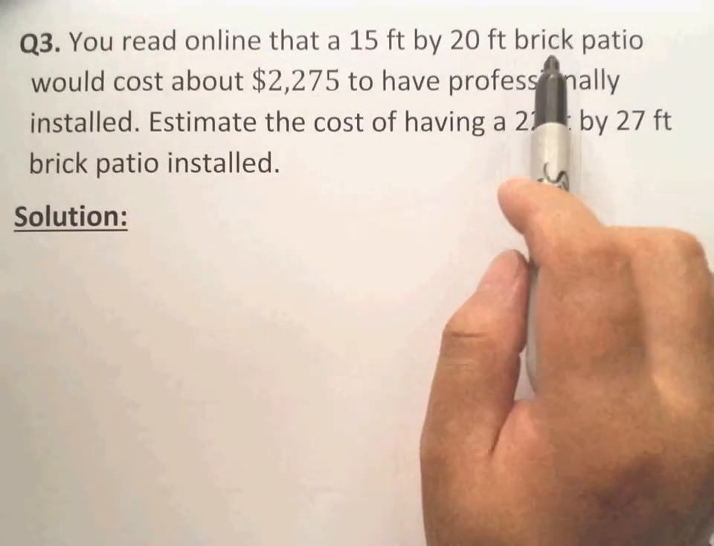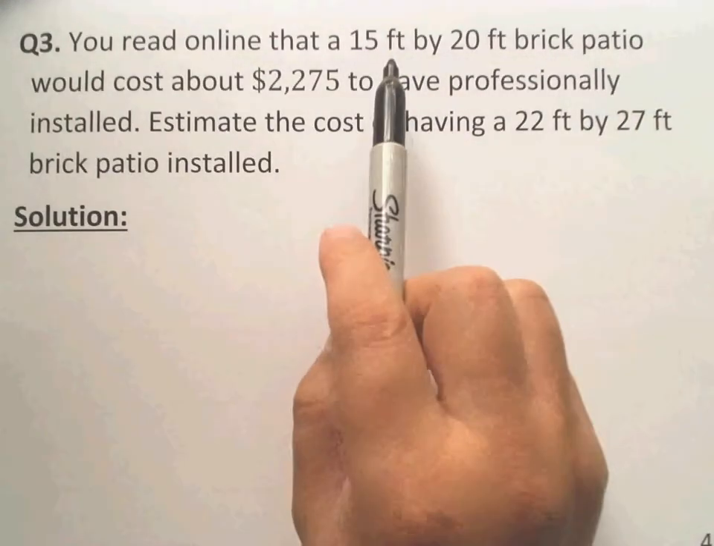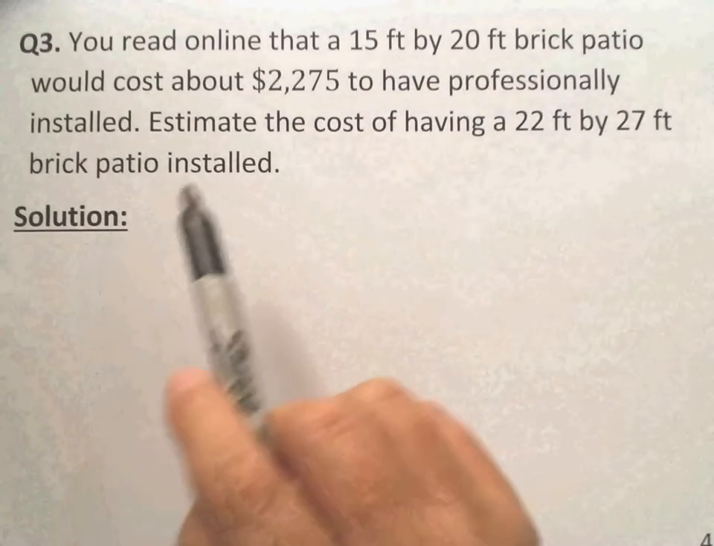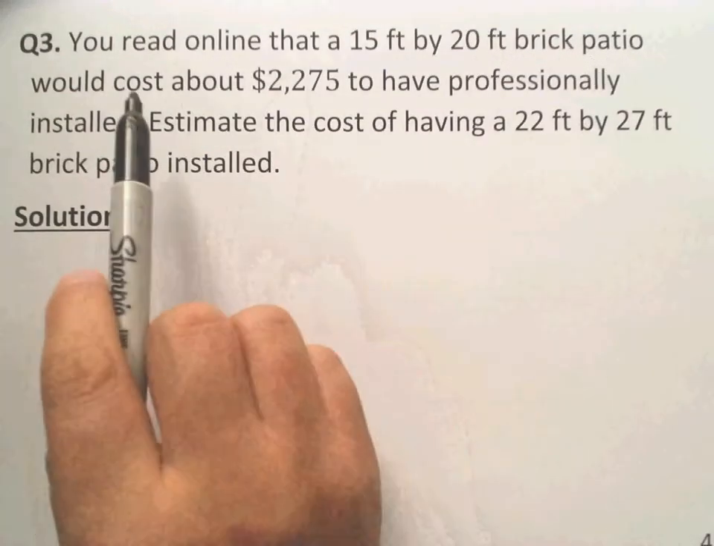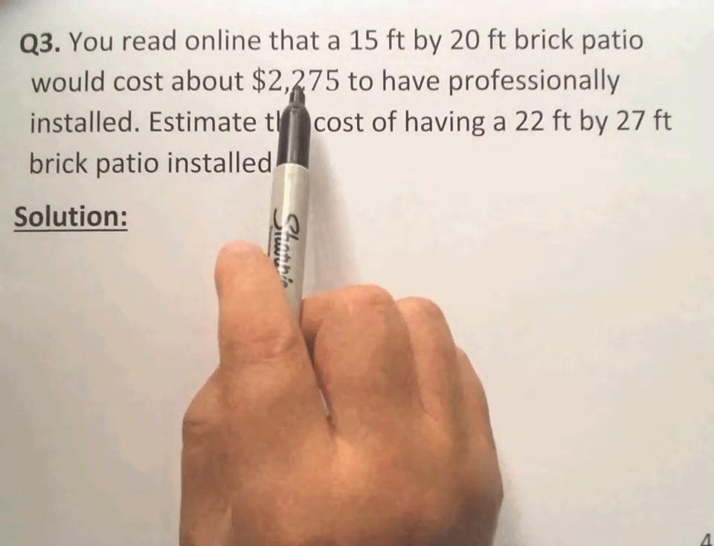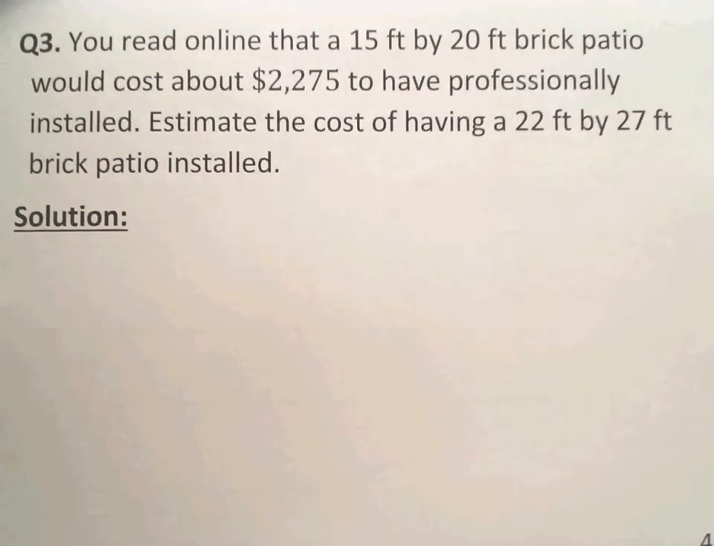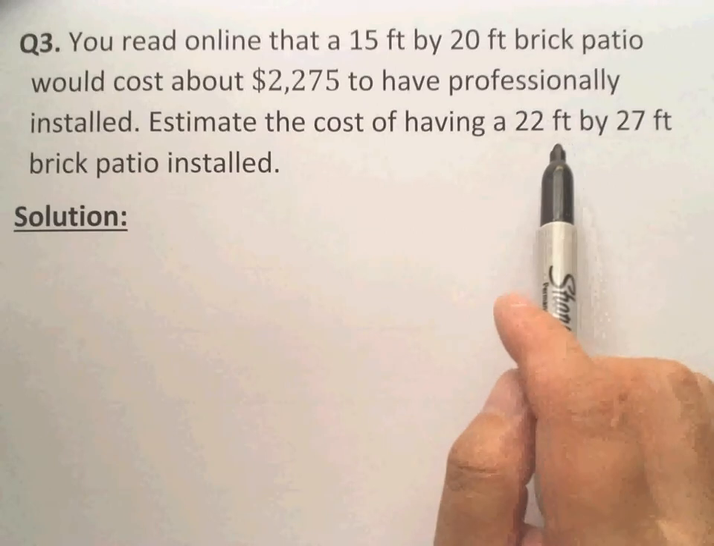If you read online that a 15 feet by 20 feet brick partial, okay, so you want to buy something. The price is based on the area. The 15 feet by 20 feet partial costs about $2,275. This is the price for this product. Now what are you going to do?